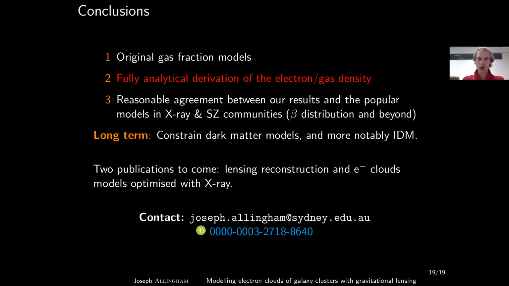So we have that sort of intermediate step that allows us to say that we are not doing crazy science. On a longer term, we could hope to constrain dark matter models, and in particular interacting dark matter, if there were deviations to our models. So there are 2 publications to come on that.